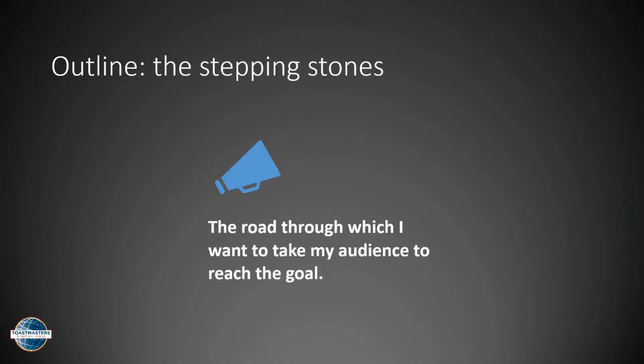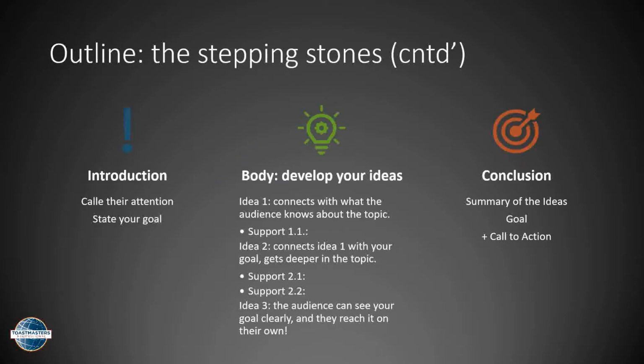Let's move on to the second element of drafting a speech, and that is the outline. The outline is the route that we're going to follow to get your audience from where they are to where you want them to be. And in a Toastmasters speech, from 5 to 7 minutes, you would normally have the following outline. You would start with an introduction where you call upon the attention of your audience and you tell them exactly what you're going to do. You give them the goal of your speech. Today, I want to show you how to write a speech.